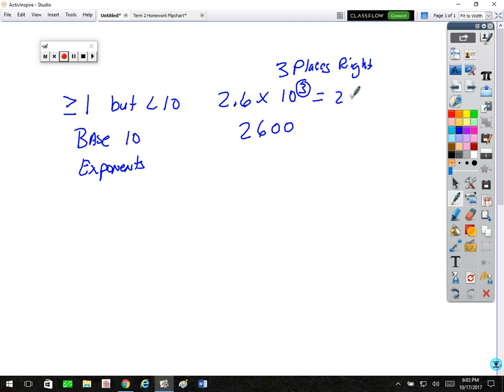What you're looking at is 2.6 times, and remember 10 to the third power is 1000. So 2.6 times 1000 would give me 2600, which is a little simpler if you just look at this instead of trying to multiply those numbers out. Okay, let's just do a couple more.